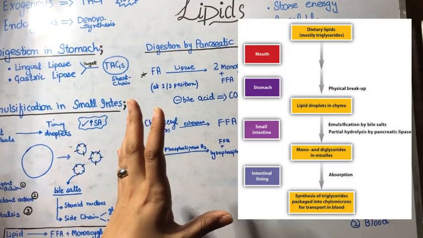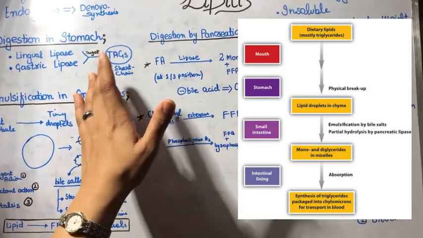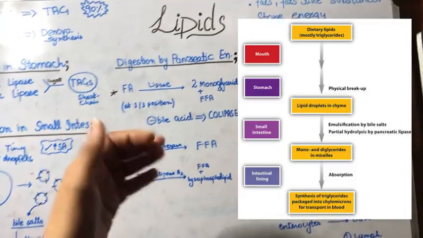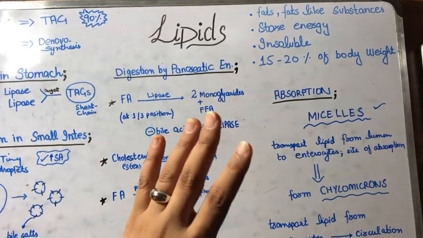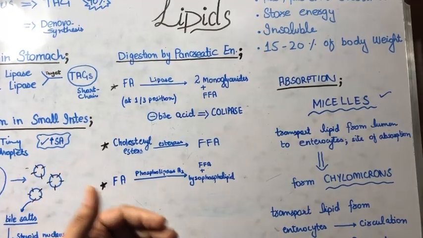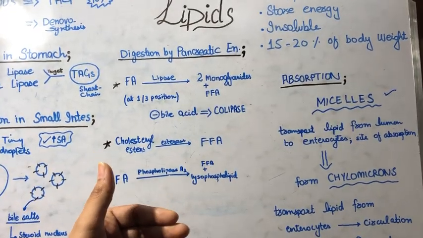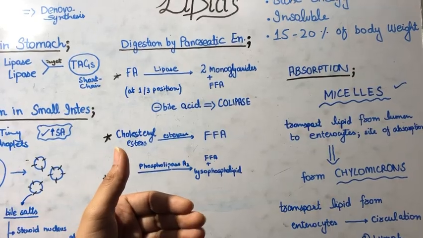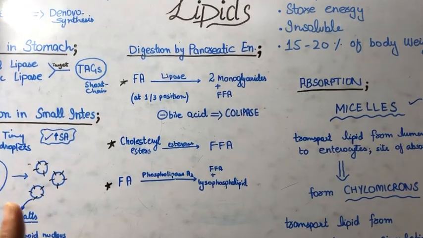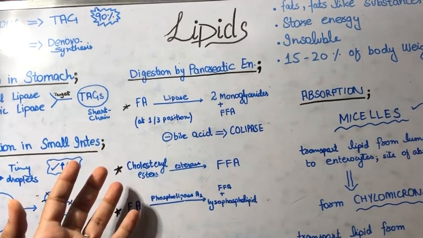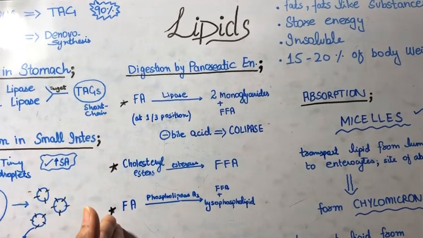Today we will have the overview of lipid digestion and absorption. As we all know, lipids are fats and fat-like substances that store energy. They are insoluble, and lipids constitute about 15 to 20% of our body weight. The adult can ingest 0 to 150 milligrams per day of lipids.